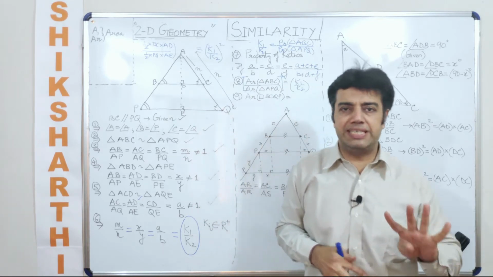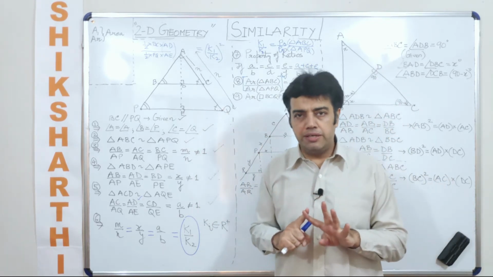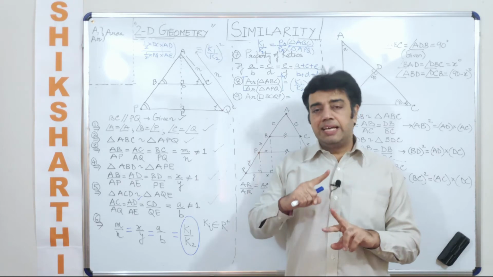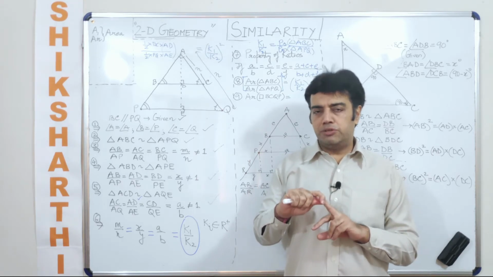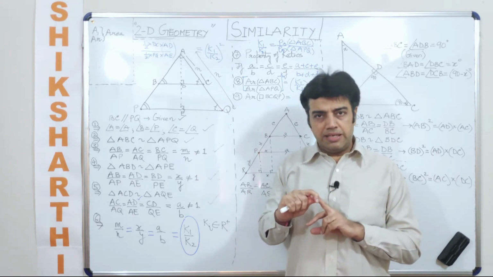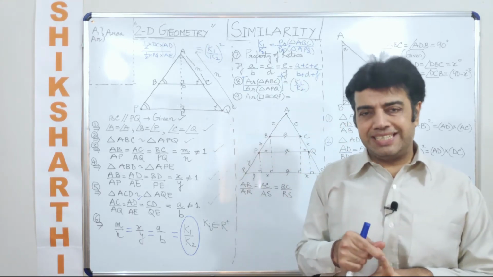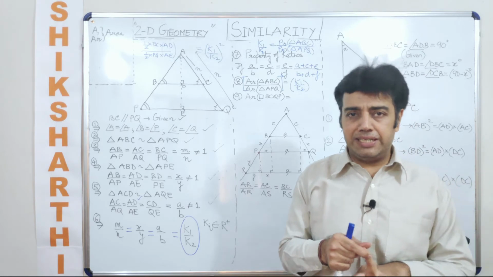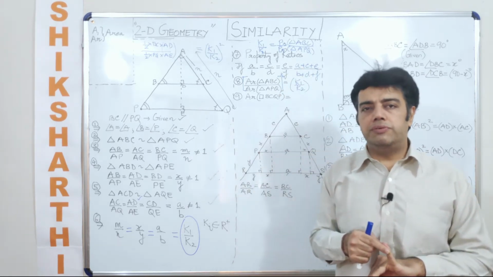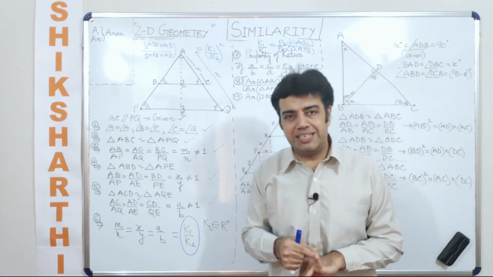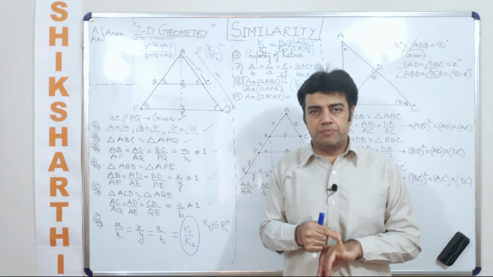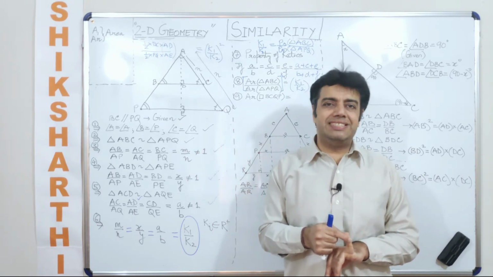So there are 4 geometric centers. One is the centroid, the point of intersection of the medians. Second, we are talking about the orthocenter, which is the point of intersection of the 3 altitudes. Third, we are talking about the point of intersection of the angle bisectors, which is nothing but the incenter. Fourth, we are talking about the point of intersection of the perpendicular side bisectors, which is known as the circumcenter.